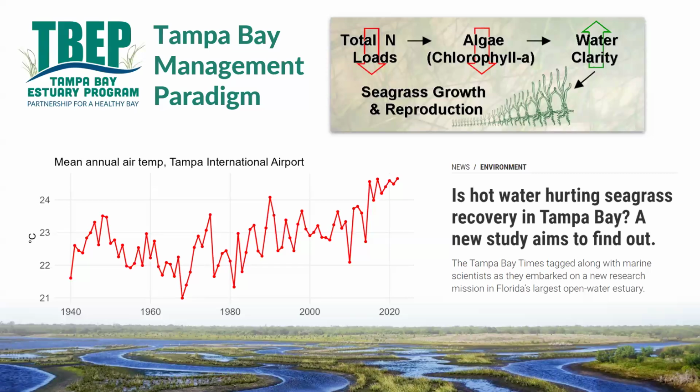On the bottom left, you'll see basically the long-term time series of air temperature at Tampa International Airport, kind of your typical story of temperature increase long-term. And that has obviously, like I said, led to some concerns about how that is influencing resources in the bay. As noted by interest in the media in the bottom right here, just showing an article of basically posing this question: how is climate change or hot water influencing seagrass recovery?